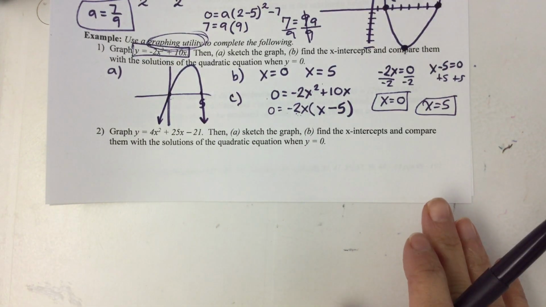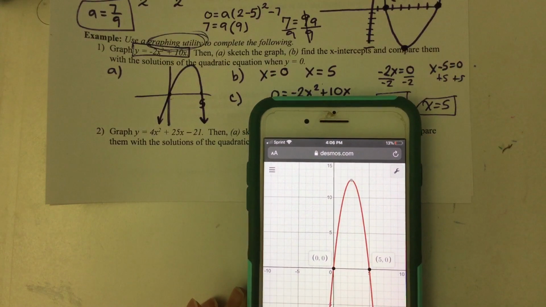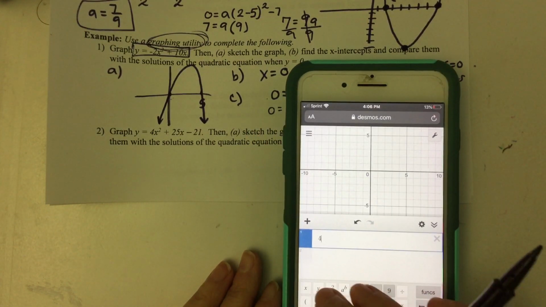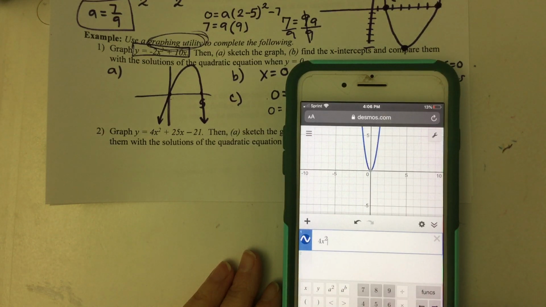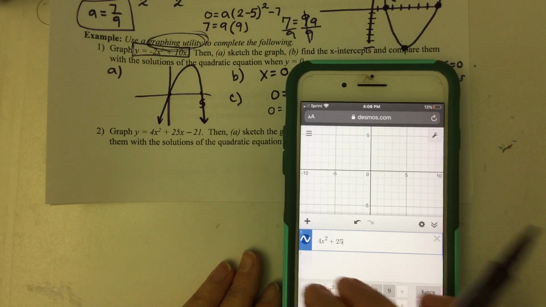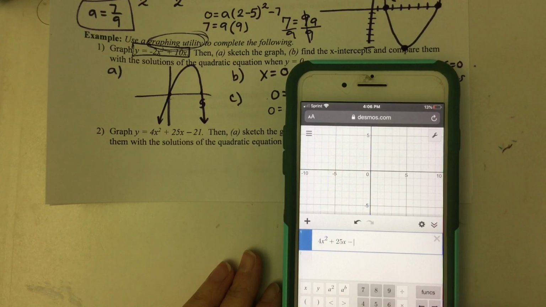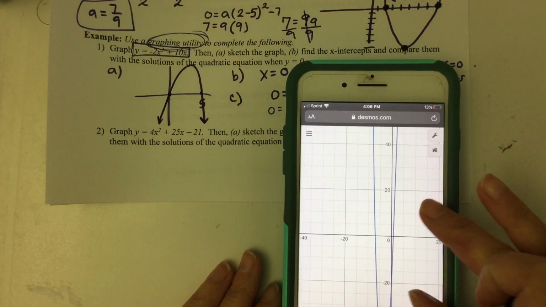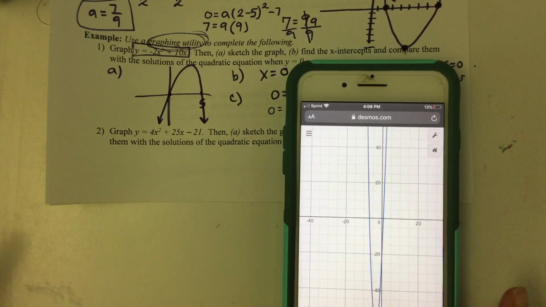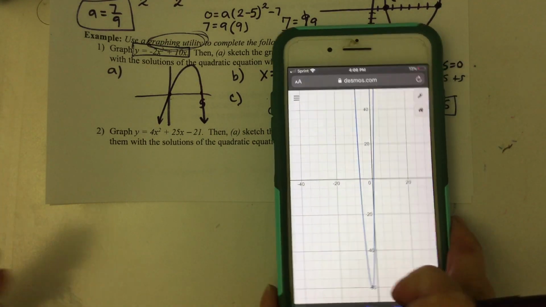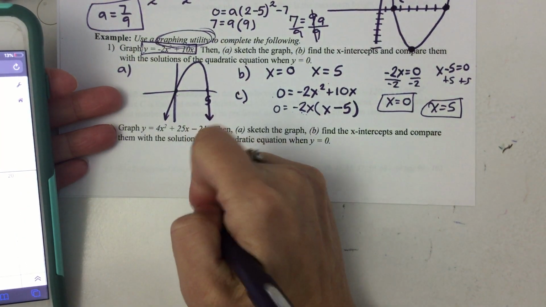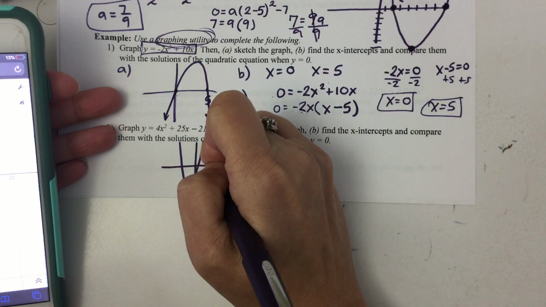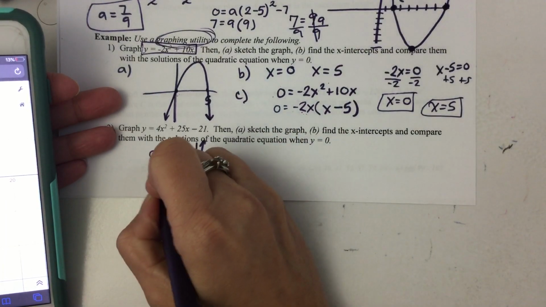Okay, here is another one just to make sure that we've got this. So I'm going to go ahead and delete that screen. We want 4x squared plus 25x minus 21. So again, they want us to go ahead and sketch it. So notice there's a really narrow graph, but that's all right, we got this. So if I go ahead and I sketch it, it's a really narrow graph. Okay, so that is part A.